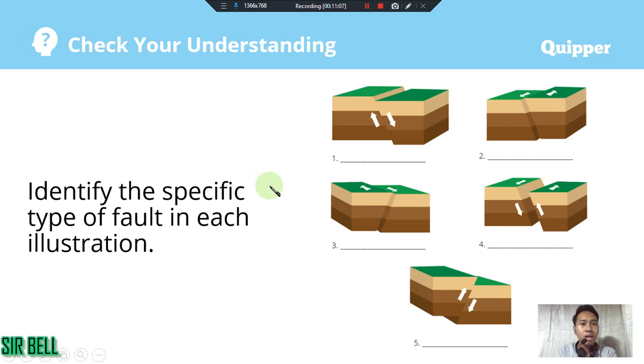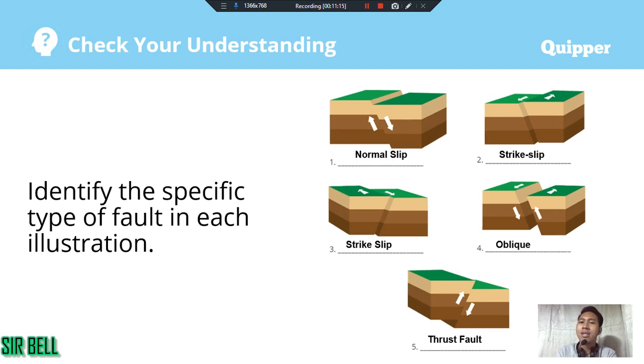Alright, so now I will show the result or the correct answers in each item. Are you ready? Alright, let's see if you get it correctly. So these are the correct answers. For number 1, we have normal slip. Number 2, we have strike slip. 3, it's the same thing, it's still a strike slip. 4, it's an oblique. And then the fifth one is a thrust fault. Or if your answer is reverse fault, then it's still correct because again, thrust fault is only a subcategory or subclassification of a reverse fault.